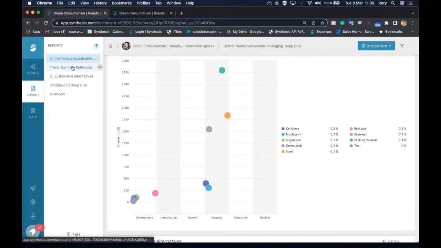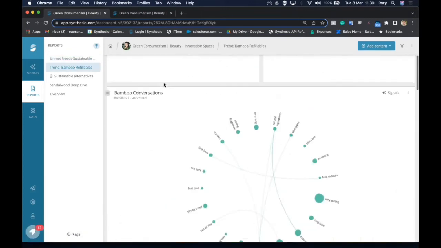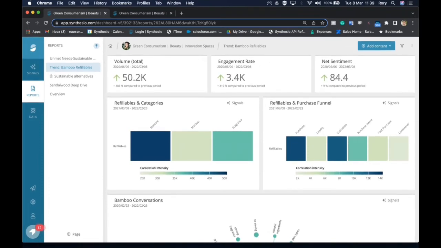So now what we want to do is dig into that trend in more detail. We're analyzing bamboo and understanding the overall sentiment and trend of bamboo as a potential solution for sustainable packaging. As you can see here from the top of the screen, the volume around bamboo is really quite significant. It's grown over 383% versus the previous time frame. Our engagement rate is also up around 300%, and the net sentiment's actually really high.